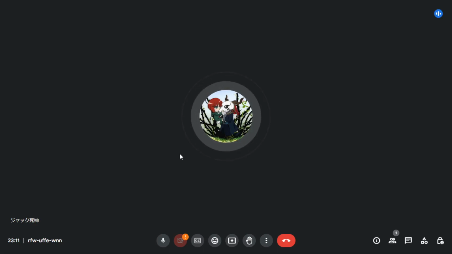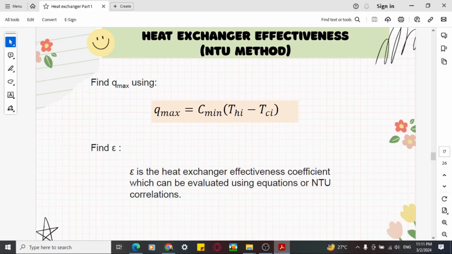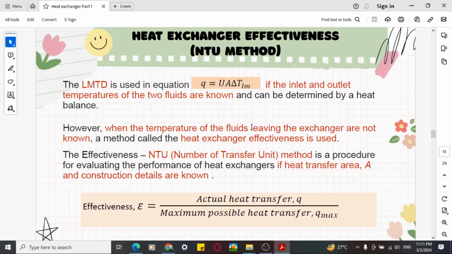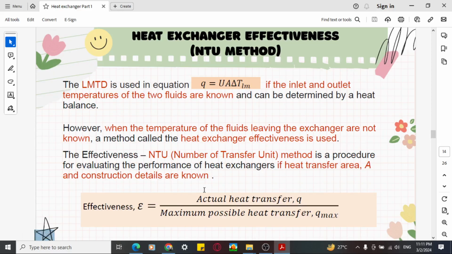I think it's boring to take a look at this slide. How about we just take a look at our slides? This makes you more interested in your heat transfer. Okay, I will talk about effectiveness later. No need to worry.